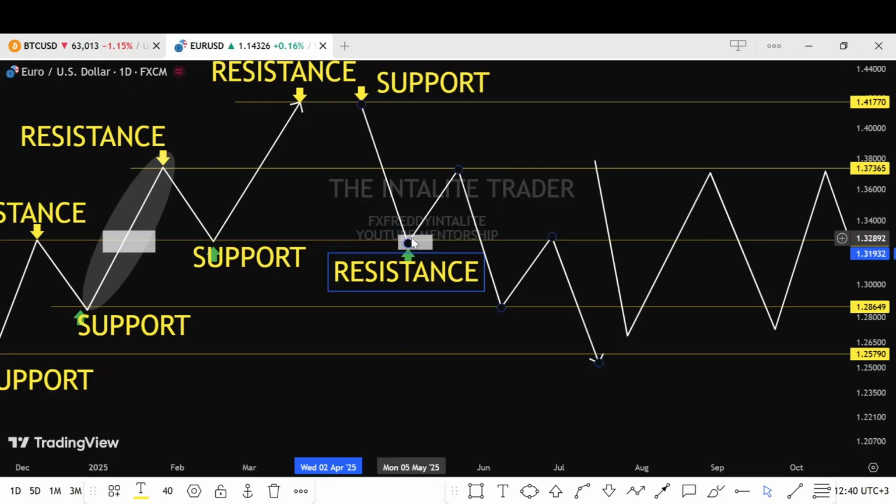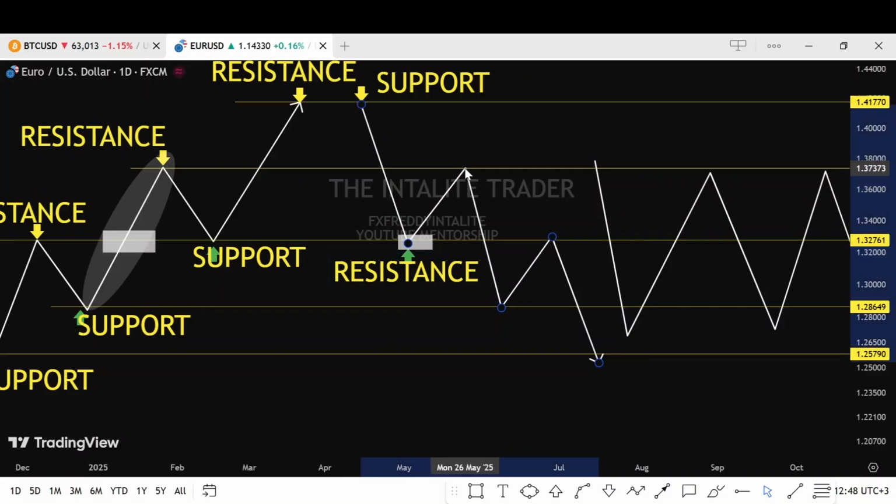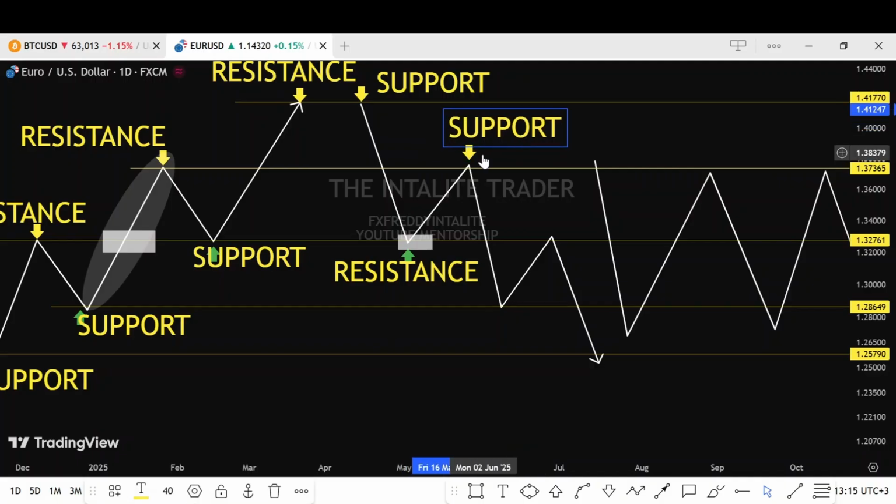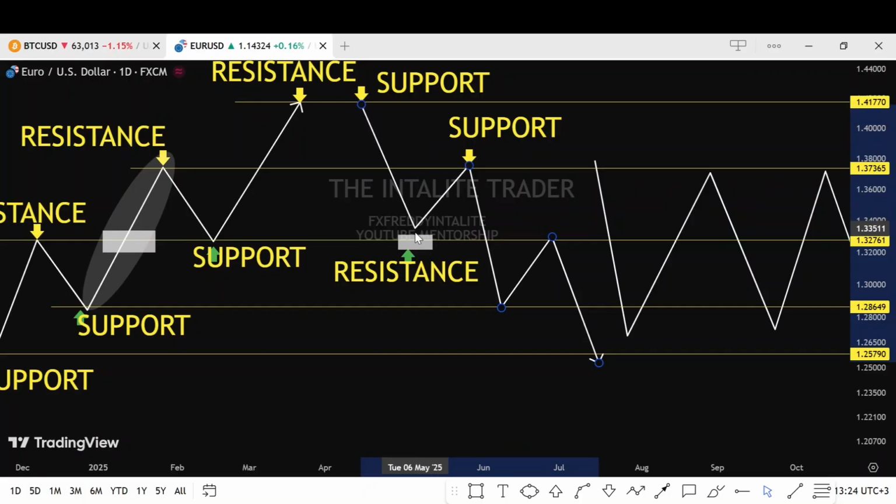And then price rallies up, and as it is trying to go up this side, it also encounters a level that is stopping it from going further up. So this one, we call it support. So this support level is forcing this market to continue going down. Price came from up and came up to this level.